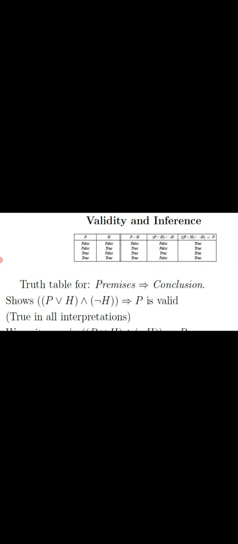Somewhat counterintuitive. Validity and inference. Here is the truth table for premises implies conclusion. So, P or H and not H implies P is valid. All true. Okay, so the same way as in the previous truth table, the truth table covers all interpretations. We write P and P or H.